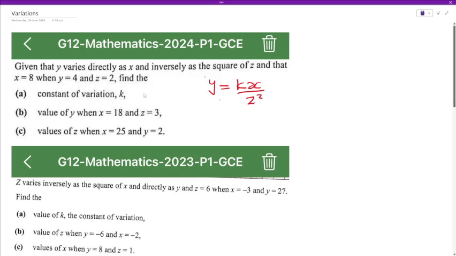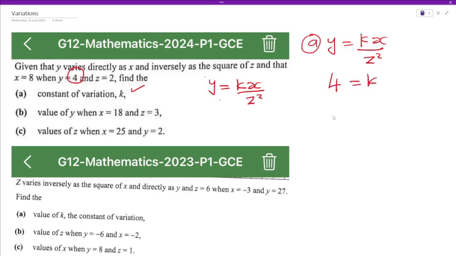So how do you find the value of K? The first question here. You simply get your formula, write it down. Y is equal to Kx over Z squared. Okay. Then you go to your question. What is the value assigned to Y? The value assigned to Y is 4. So where there is Y, you put a 4. You say equals. You are trying to find K, so you write your K. Okay, the value assigned to what? X. What is the value assigned to X? It's 8, so you are going to put your 8 there.